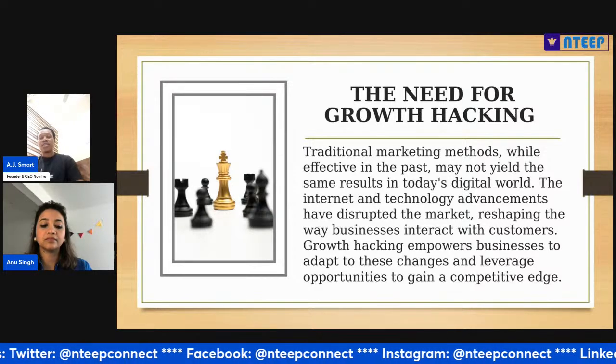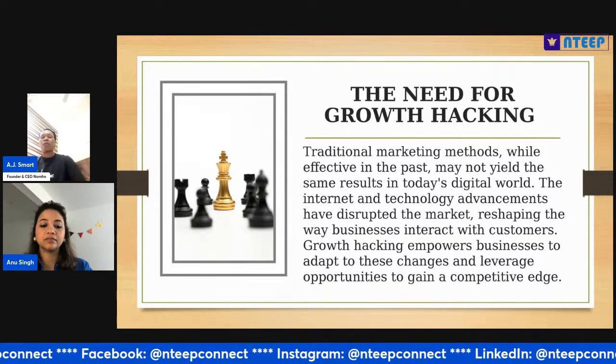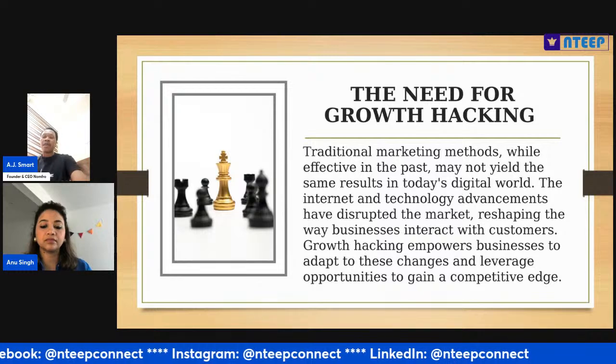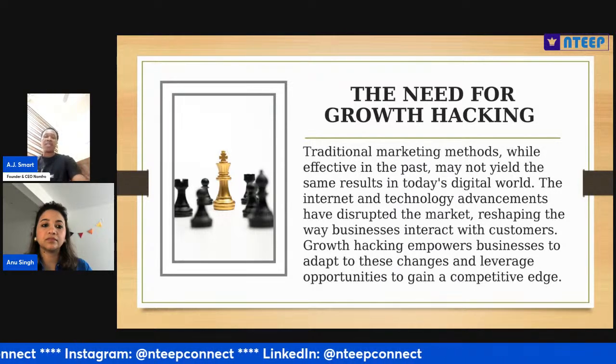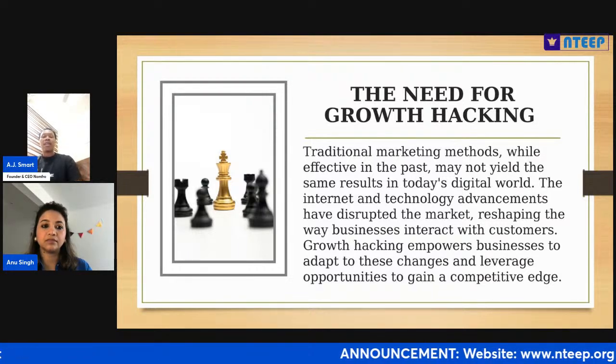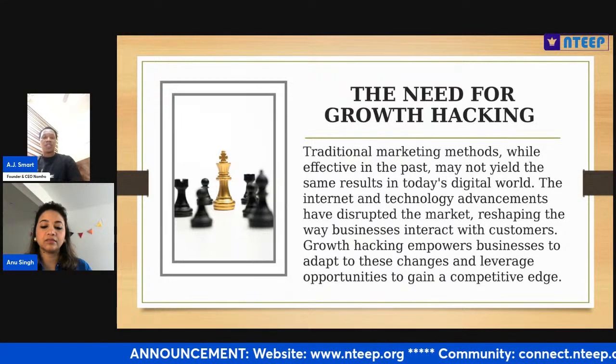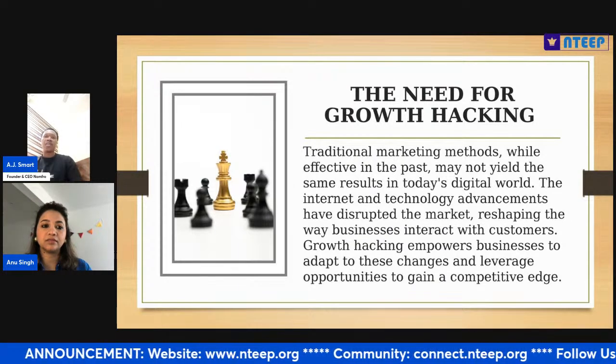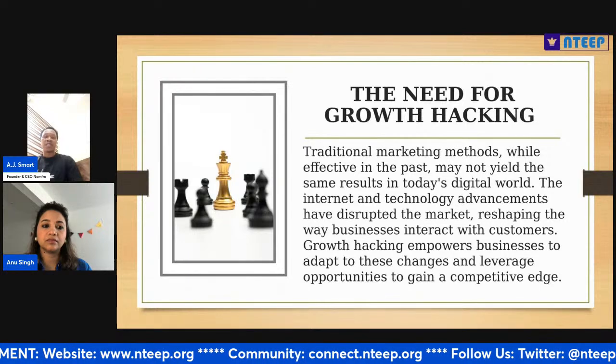So now let's relate it back to business and why you need it, because the internet and technology in general has already disrupted the way we live. That means the way trends work has changed. Think of fashion, for example. Think of e-commerce, for example.